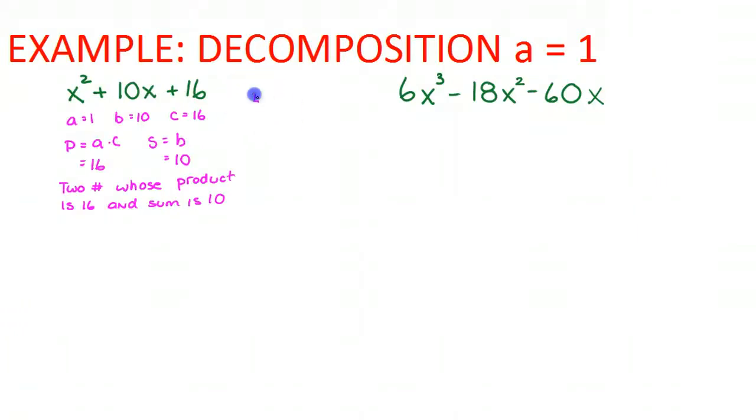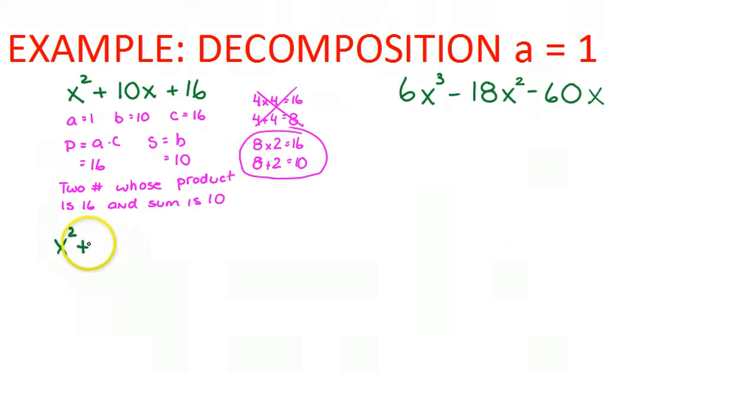So first one is 4 times 4, and that's 16, right? But the sum of 4 plus 4 is 8, so that's no good. What about 8 times 2, and that's 16. 8 plus 2 is equal to 10, so there it is. So our two numbers are 8 and 2. So this is why it's called decomposition, because what we do is we take that middle term there and we decompose it into those two numbers.